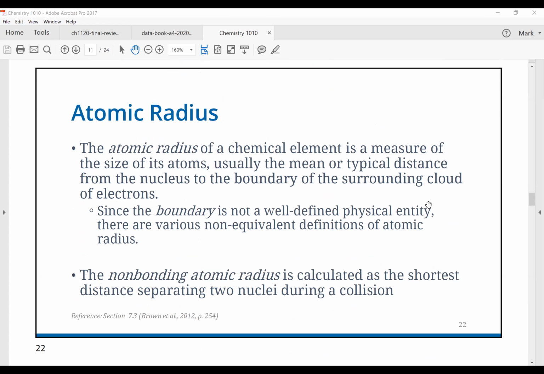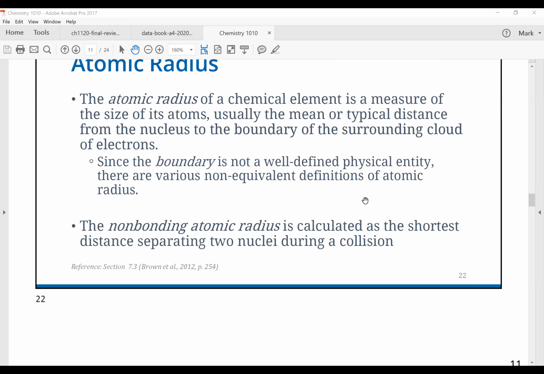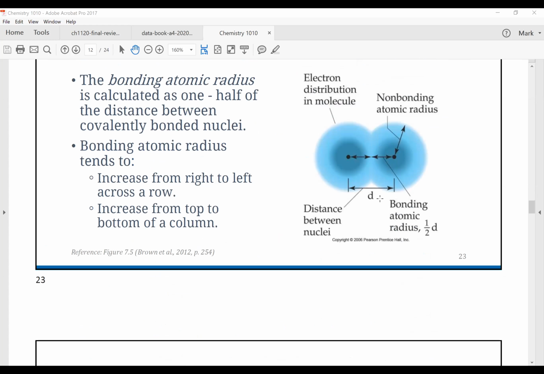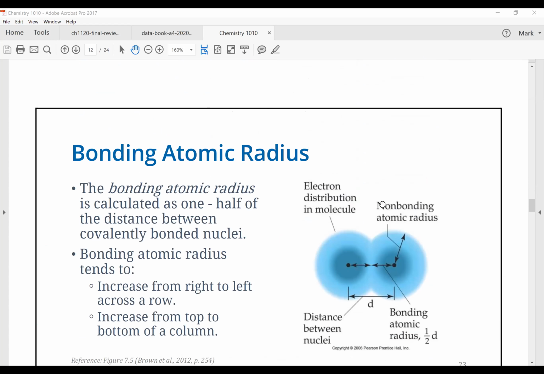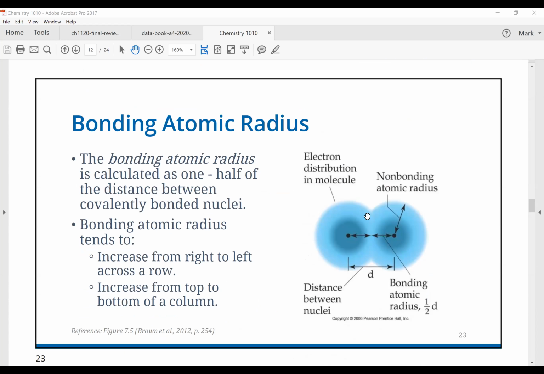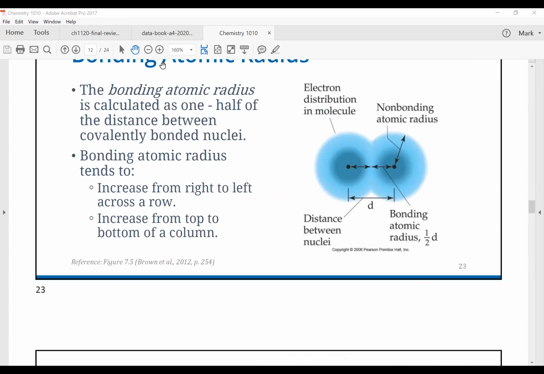Atomic radius. Well, the atomic radius is the size of the atom, and there's a lot of information here that you guys don't need to know, like the difference between bonding atomic radius and regular atomic radius. Don't worry about that. All you need to know is the trend, and the trend in atomic radius is this. Atomic radii increase from right to left, and they increase from top to bottom.